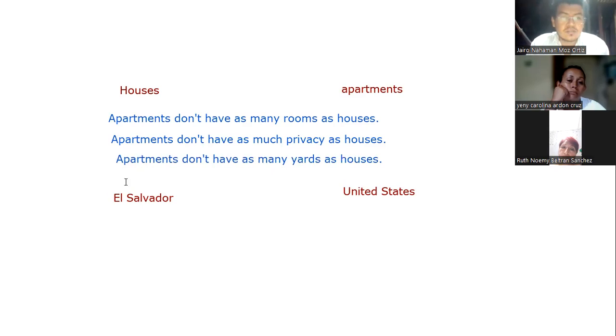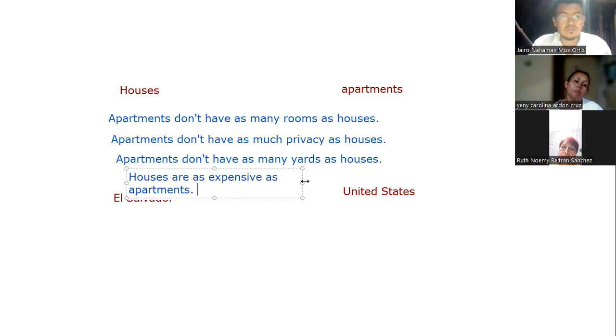Okay. And we can make a positive or affirmative comparative. Houses are as expensive, but I'm using an adjective, as apartments. They are equal expensive, but I'm using an adjective here.